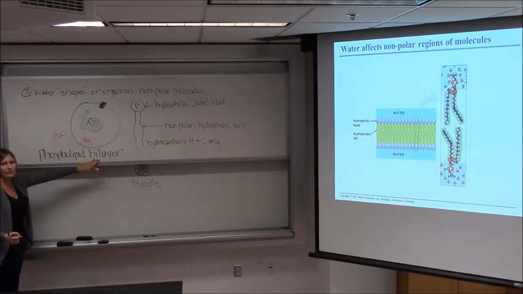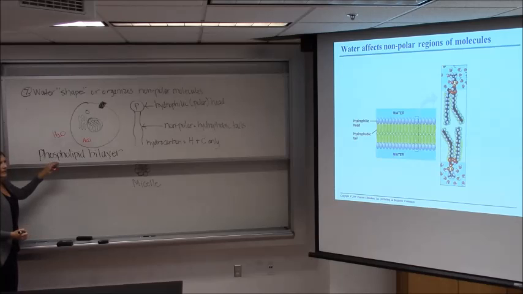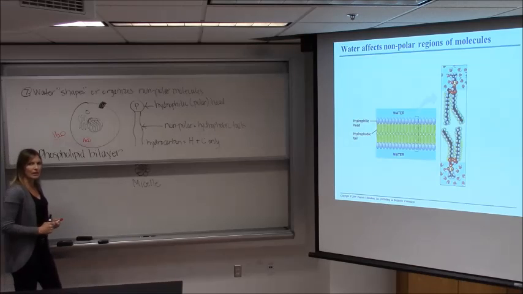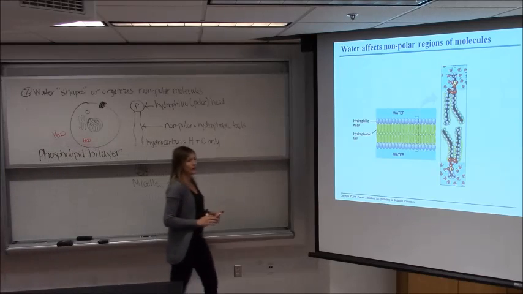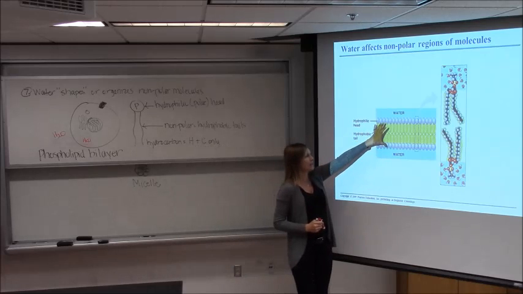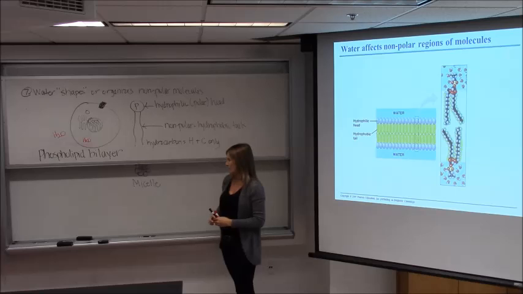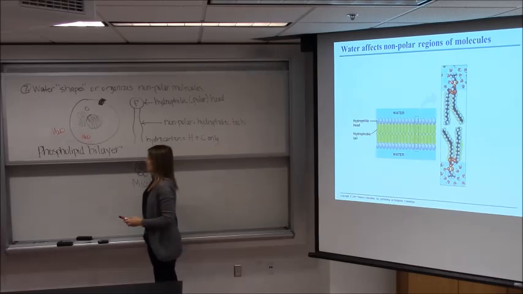Two layers of phospholipids. Phospholipids have a phosphate group with lipid tails. Very, very important. Water forces this shape. Water causes membranes to have this shape. Water causes phospholipids to have this orientation. That's very important to understand.